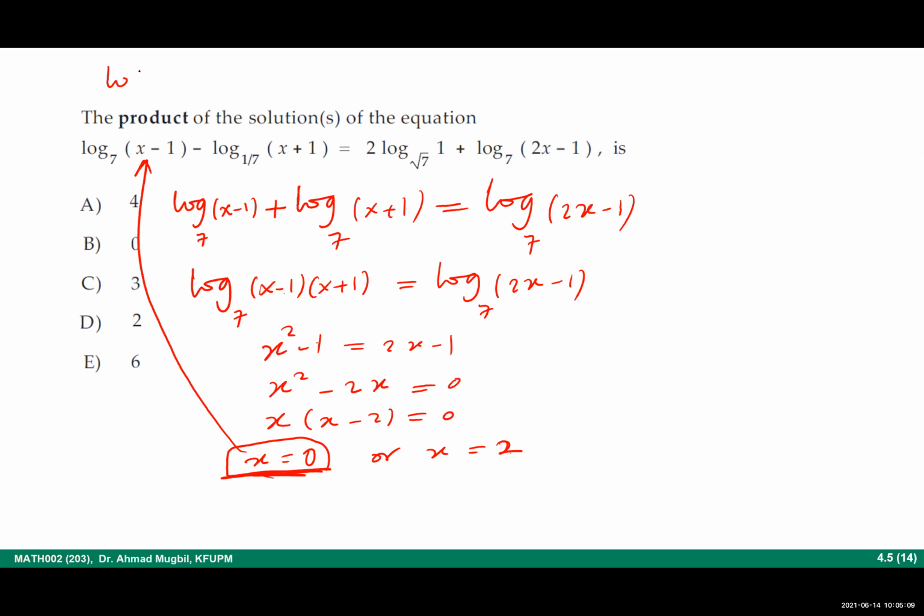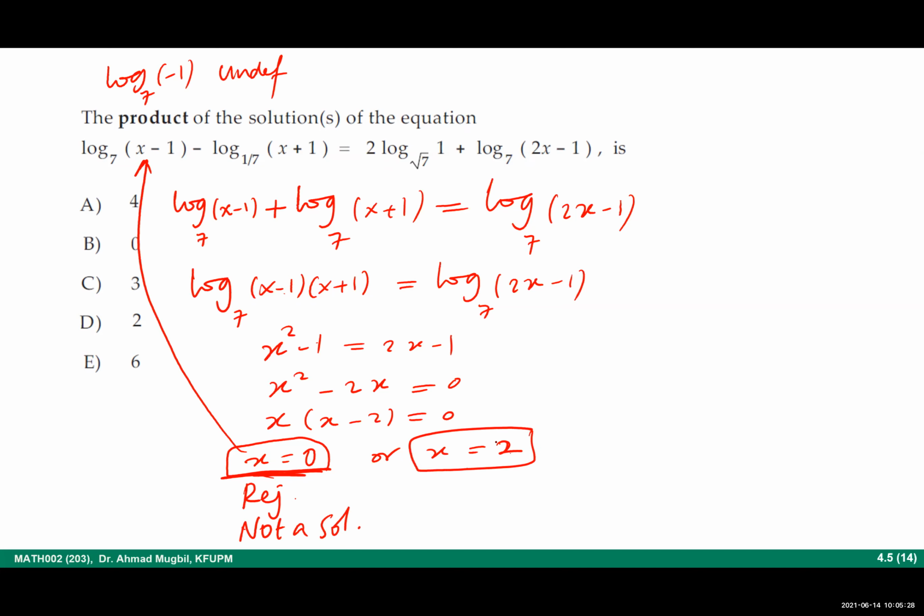You will have minus 1, 7 of negative 1, and it is undefined. So this is not a solution. So it is rejected. You can say it is not a solution at all. So we have only one solution.